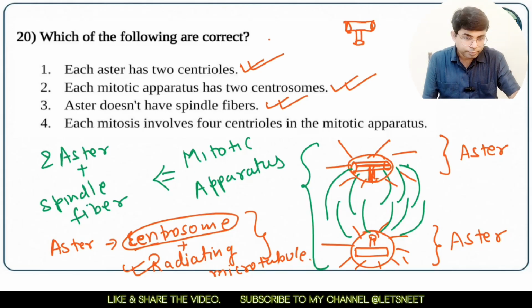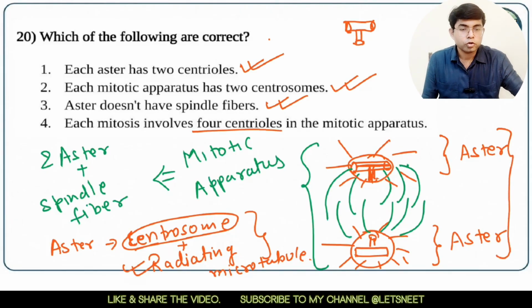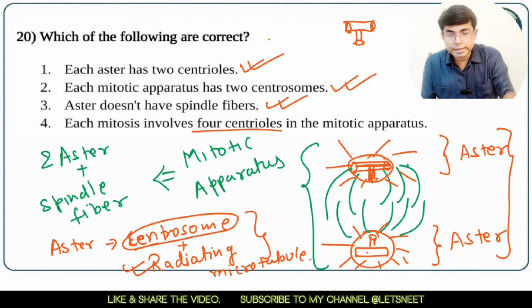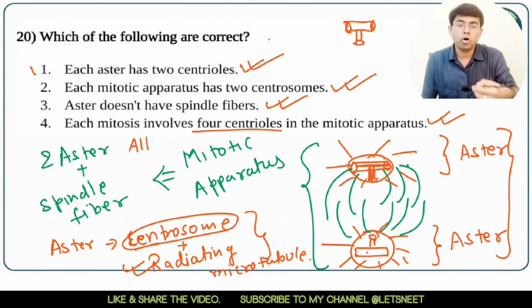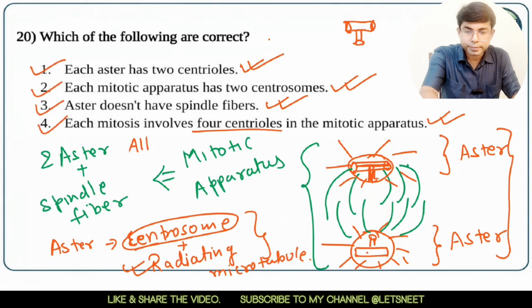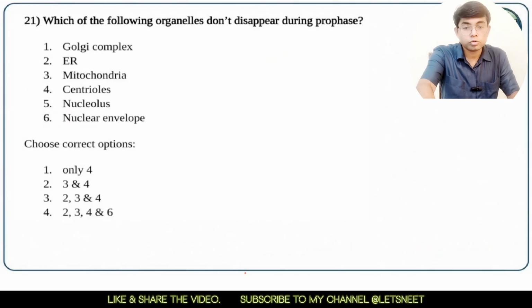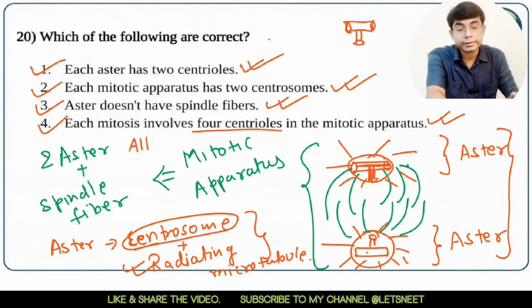See, in this, isn't it 4 centrioles? 1, 2, 3, 4. So this is also correct. So the correct answer is all of the above, means 1, 2, 3, 4. All are correct here. Next, let's see. Just go through this one, it is a very important concept. Again, it is given in the last paragraph of prophase in NCERT.